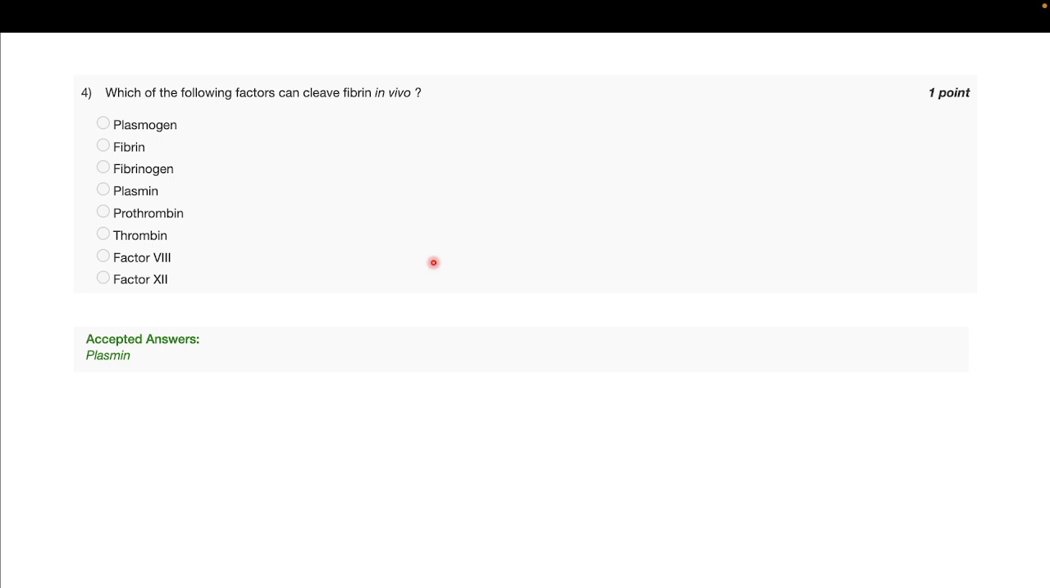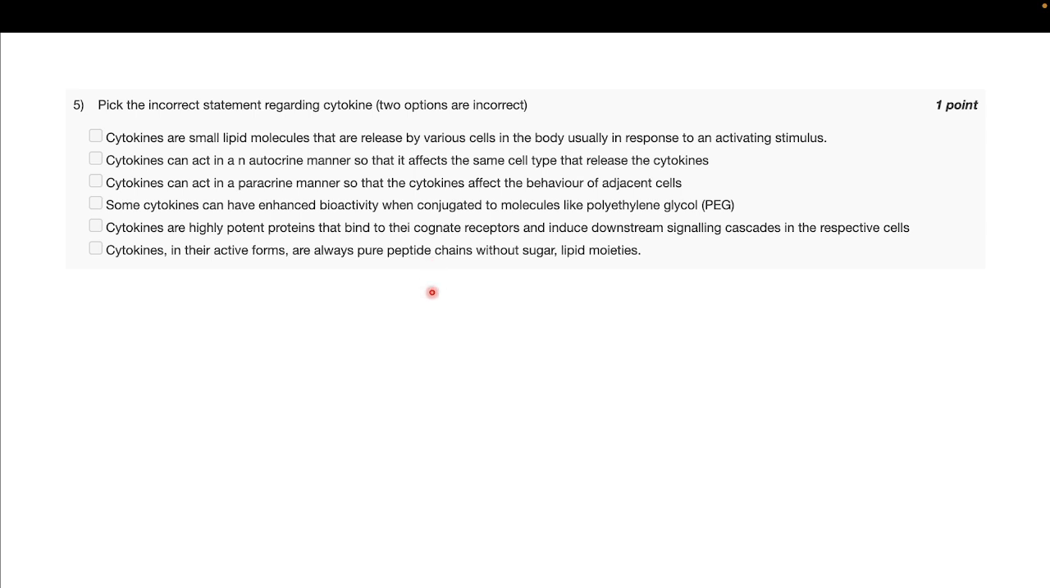Okay, let's look at the next question then. Next is, pick the incorrect statement regarding cytokine. We have to choose two options. I'll give you some time to read through the options, and then if anybody knows the answer, please let me know.